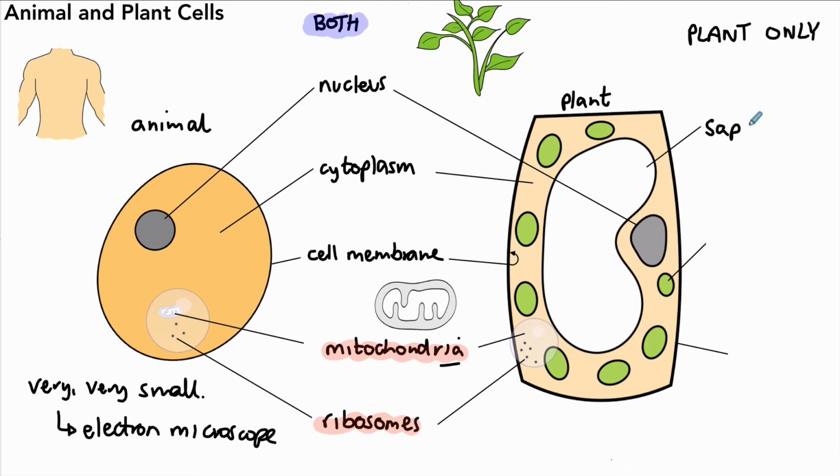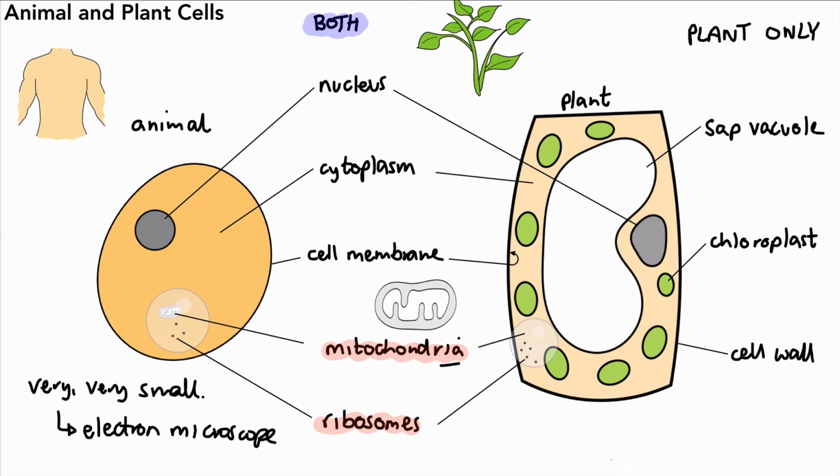We have at the top there a sap vacuole. Then we have something called a chloroplast. Green object there is a chloroplast, and then we have on the outside of the cell a cell wall. Don't mix that up with the cell membrane, which is something slightly different. Okay, so those are the parts that you need to know.